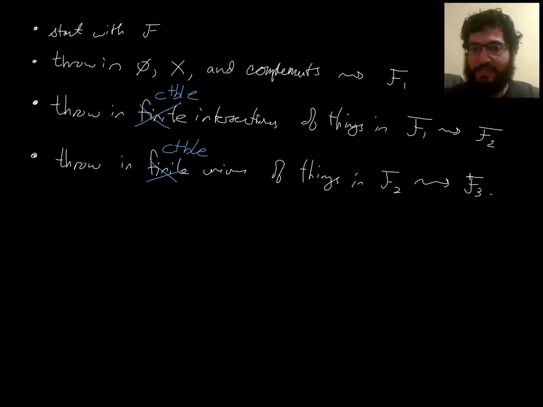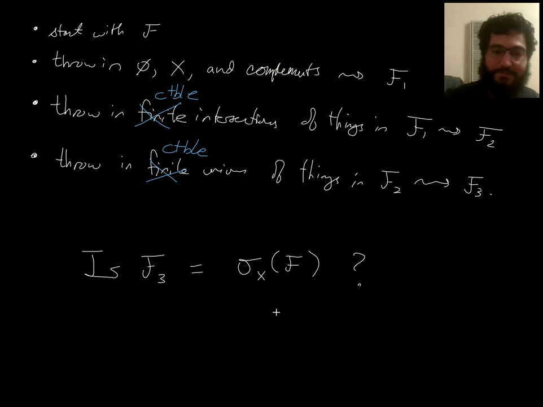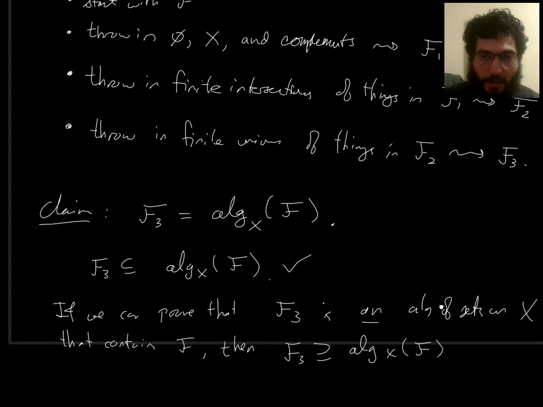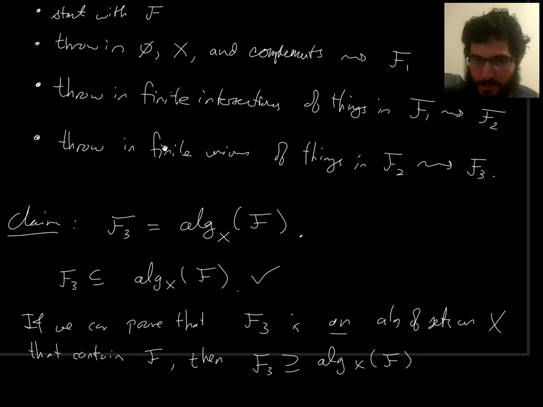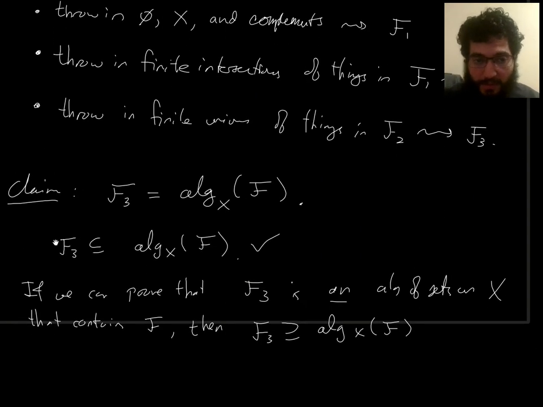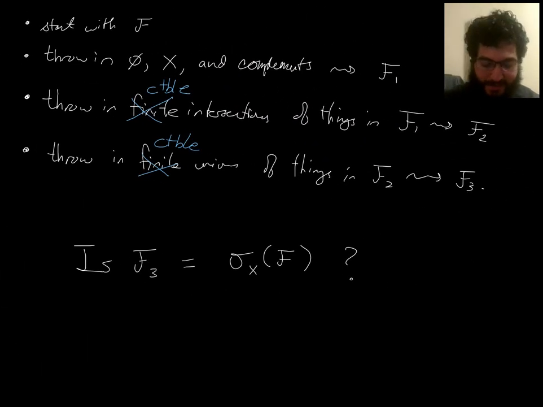Now here's the big question: is F3 equal to the sigma algebra on X generated by F? Is it? Well, by the same argument as before, when we were taking only finite intersections and finite unions, we had this inclusion. For the same reason, we definitely have that inclusion. That part is easy.